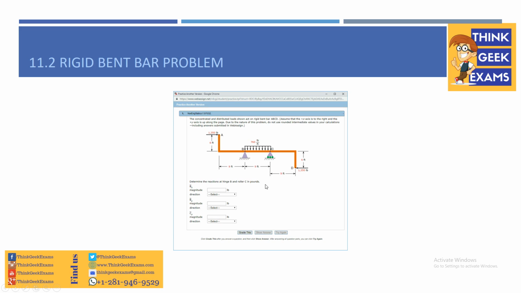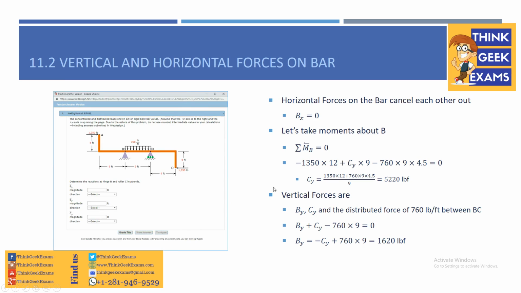So we're told to find the horizontal force on B, Bx, the magnitude and the direction of it, By, which is the vertical force at B, and the magnitude and direction of it, and we're told to find the Cy, which is the vertical force at C, and the magnitude and direction of it. There is no horizontal force at C because this is on rollers. Alright, so let's go on.